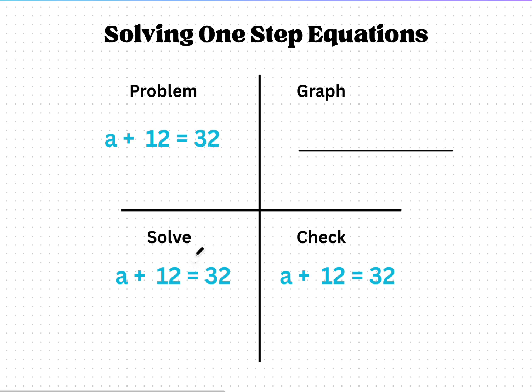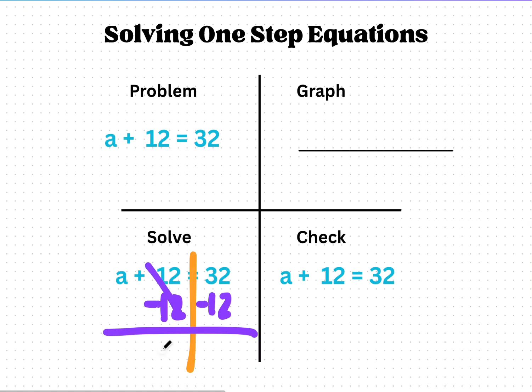All right, we have our problem with a plus 12 equals 32. Our invader is a, and we need to get 12 to the other side of the wall. So the opposite of positive 12 is negative 12. So I'm going to subtract 12 on each side. And then if I add 12 and then subtract 12, that turns into a zero pair. So now I have the invader by itself, the variable by itself, and 32 minus 12 is going to be 20.